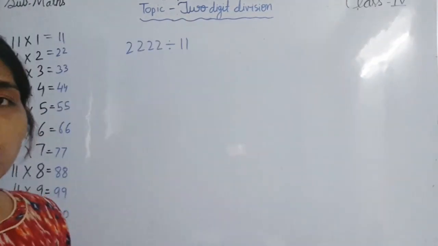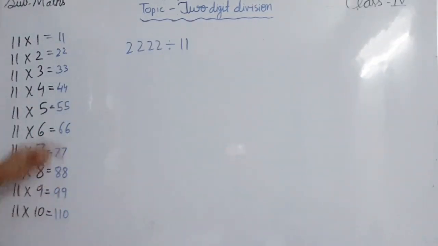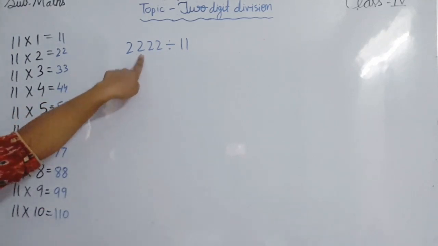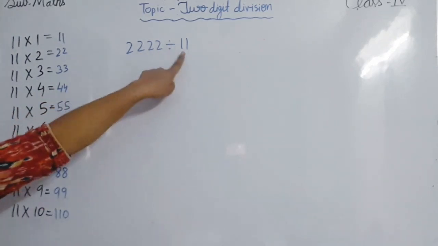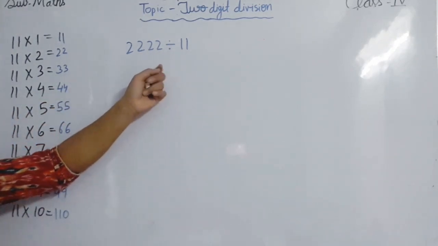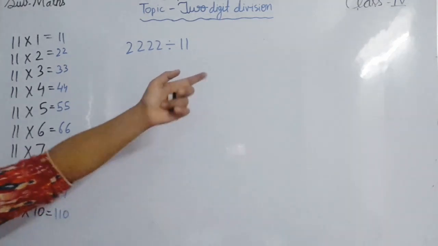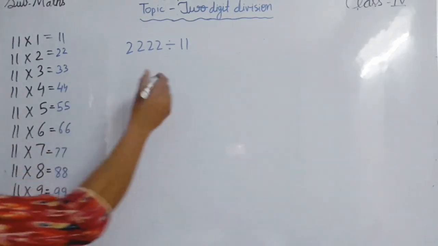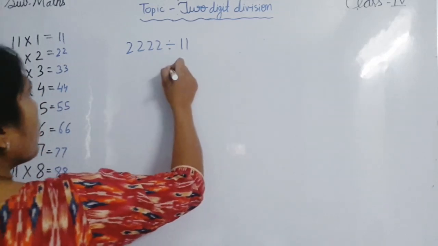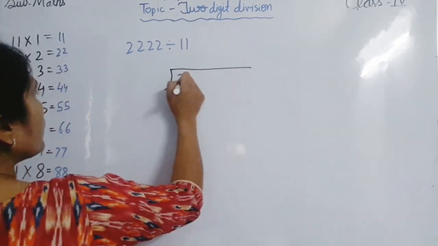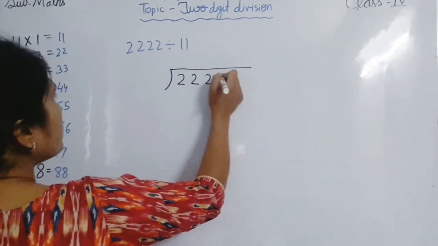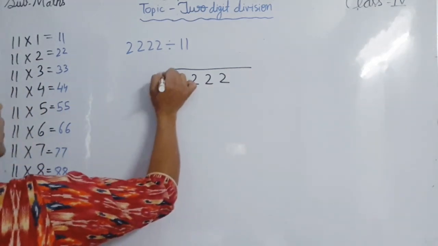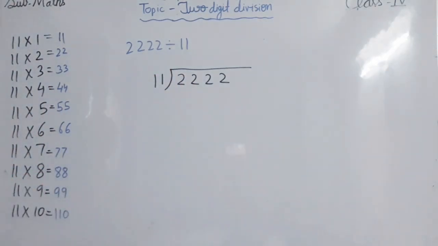Clear? So the next problem is 2222 divided by 11. Watch it carefully, it's very important. So let's start. 2222 divided by 11. Here I have written the table of 11, so you can take help from here if you don't know the 11 table.